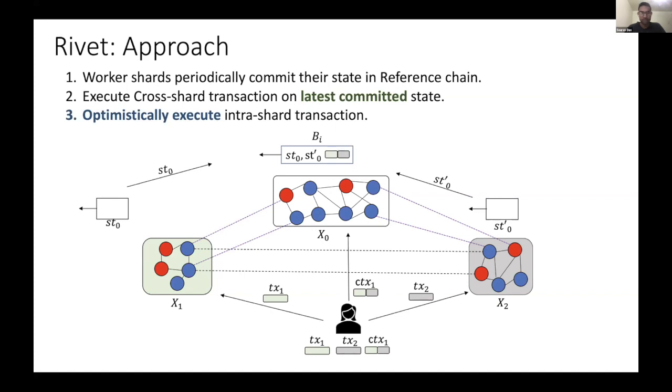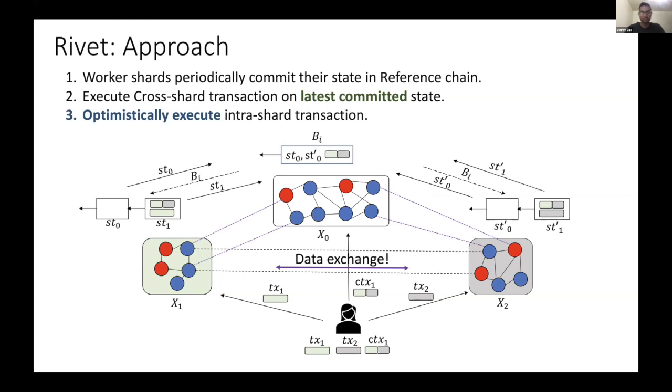Once they are ordered in the reference shard, each worker shard will download the latest reference block, and they'll see that there is a cross-shard transaction that requires their attention. Then they will participate in a data exchange using the proof and the latest committed state. Once they exchange the data, they will execute the cross-shard transactions on top of the latest committed state, and only after that they will execute the intra-shard transactions. Then they will submit the new state digest to the reference shard, and the reference shard will order the new state digest, and this will continue to happen. So this is our approach at a very high level.